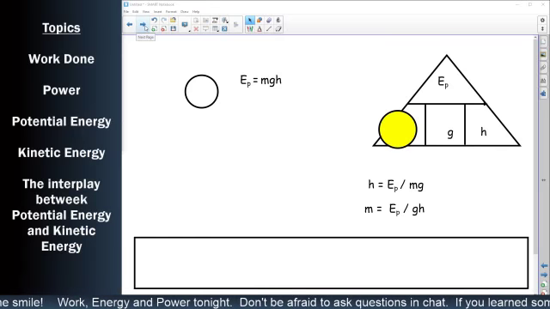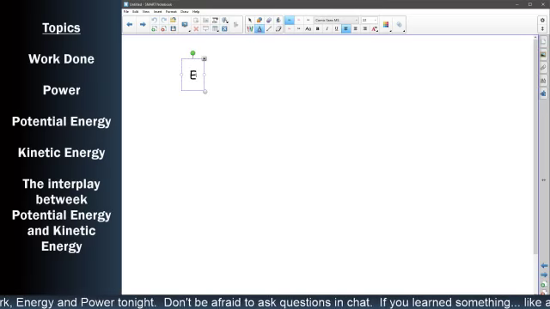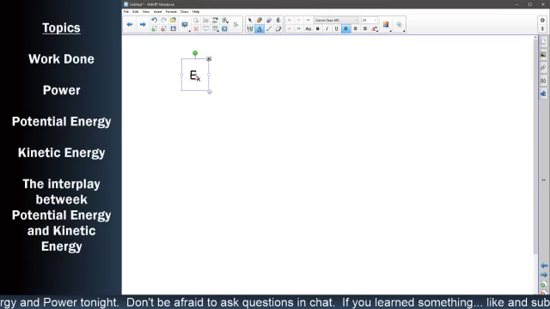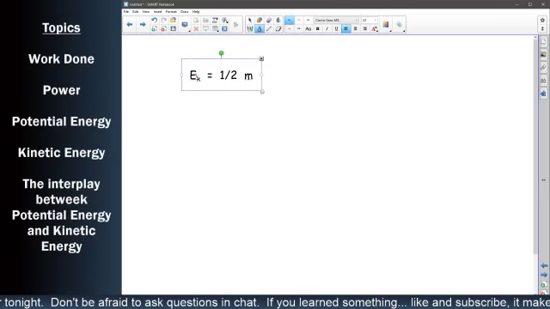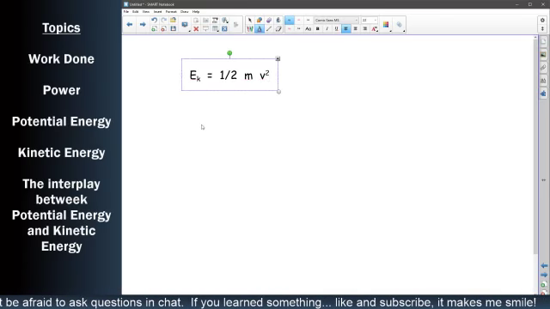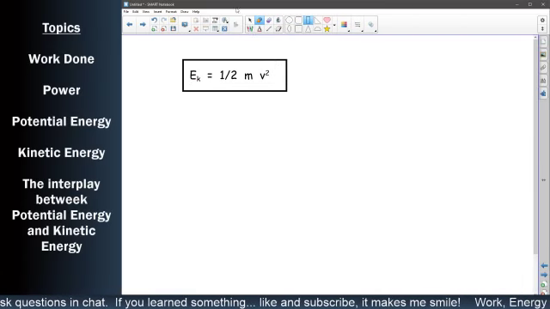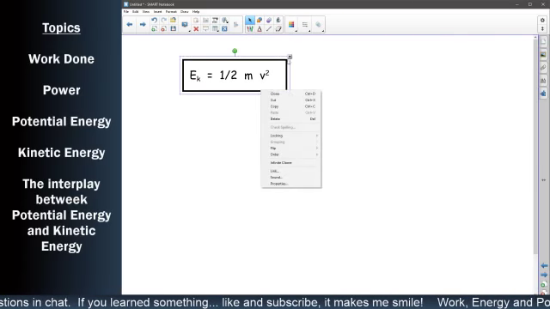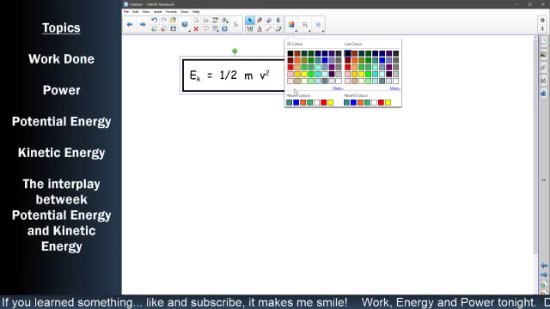So let's have a look at the equation for that. This then becomes the equation for kinetic energy, E subscript K, and that is equal to a half multiplied by m multiplied by v squared. Okay. Standard physics equation here. Go and learn this one. It's a little bit tricky in that place, but it can be done.